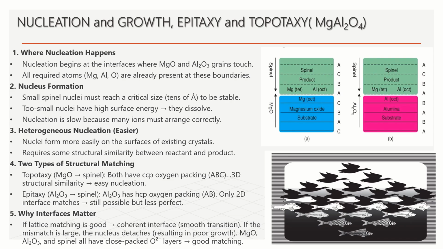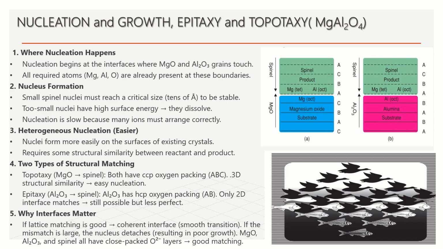Nucleation on the aluminium oxide surface, as shown in the B part of the picture. Here the oxygen layers are arranged differently. In aluminium oxide, it has an AB HCP stack instead of an ABC cubic stack. But along the two-dimensional interface, the oxygen pattern still lines up reasonably well. This is enough for oriented nucleation to happen, but only in two dimensions. This is called epitaxy. So what is the difference?